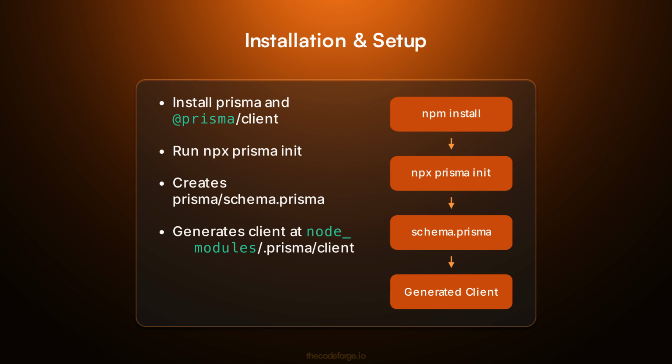Start by installing the Prisma CLI and client. Then run Prisma init to create your schema file and generate the client. This installs Prisma and initializes the project with a schema file.